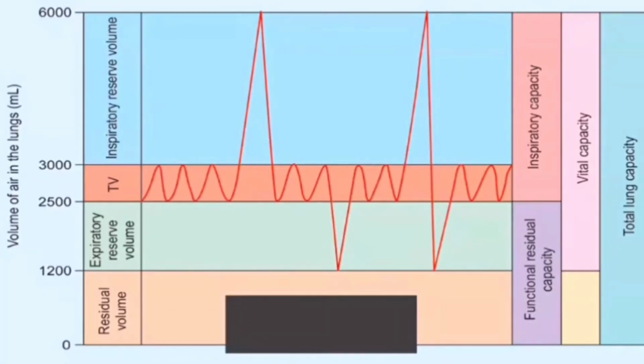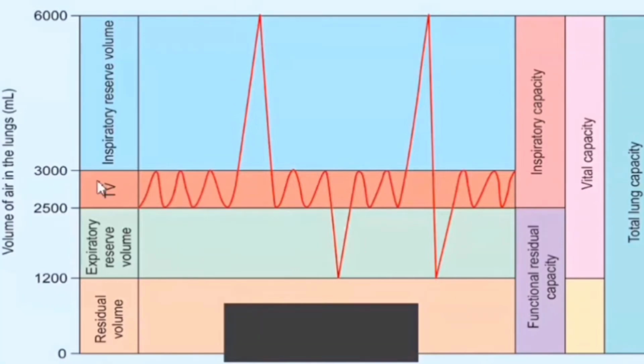In this diagram, you have everything covered, 4 lung volumes as well as 4 lung capacities. The total lung capacity is 6 liters. You can see this axis, volume of air in the lungs in ml. 6000 ml means 6 liters. All of this together is the total lung capacity. So we have totally 6 liters, that is our normal value.